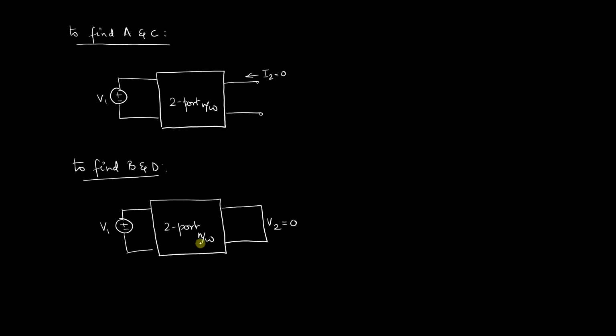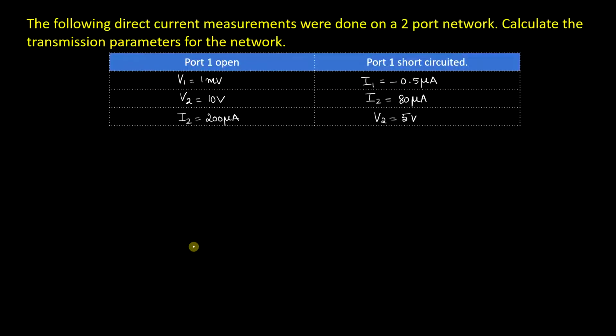But in some of the numericals, they can specify which port is open circuited or which port is short circuited. So accordingly, we need to make modifications in the circuit so that we can compute the parameters AC and BD. So here is a question which says you need to use the following direct current measurements on a two-port network and calculate the transmission parameters for the network.